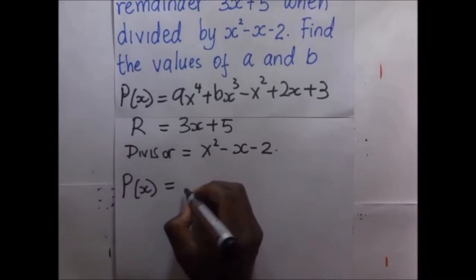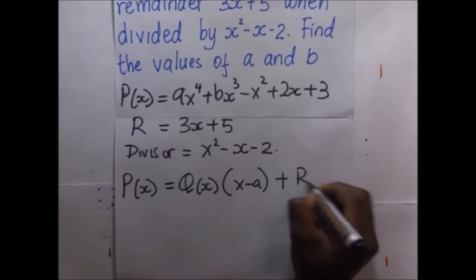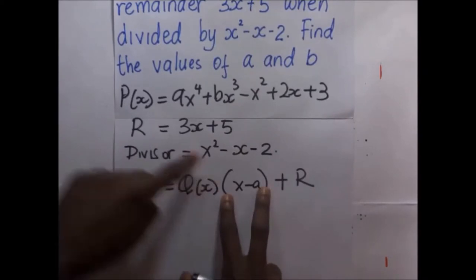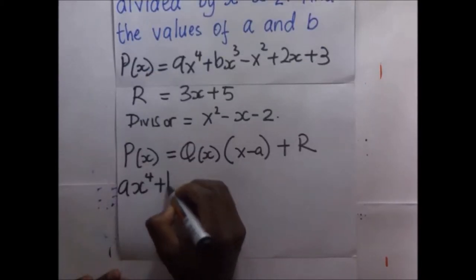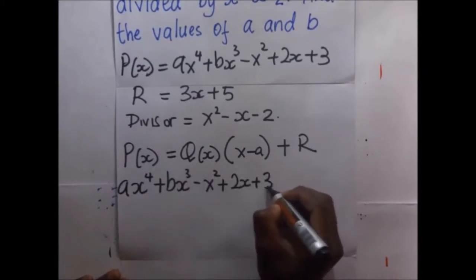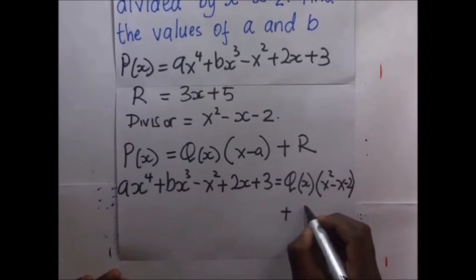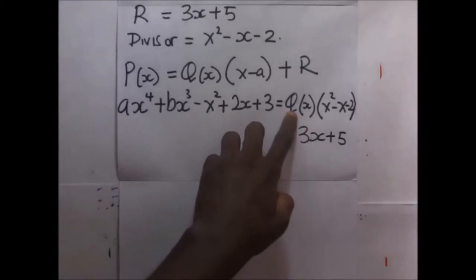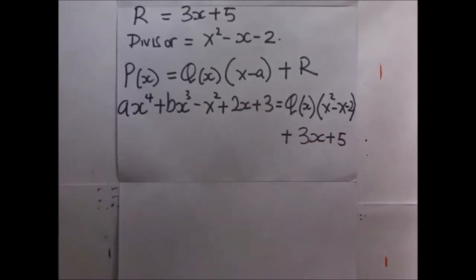our polynomial is going to be equal to the product of the quotient times the divisor plus the remainder. And in this case, our polynomial is equal to our quotient times our divisor, which is going to be that, plus our remainder, which is going to be 3x plus 5. So our polynomial is saying that ax to the power 4 plus bx cubed minus x squared plus 2x plus 3 is equal to our quotient times our divisor plus the remainder. They're asking us to find the values of a and b in this polynomial.